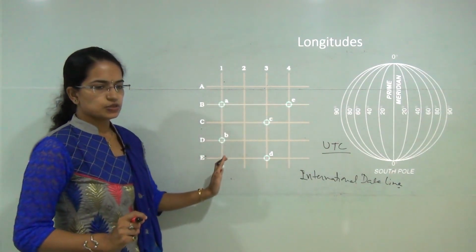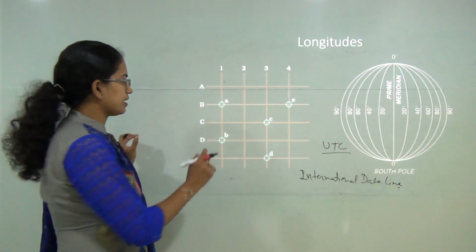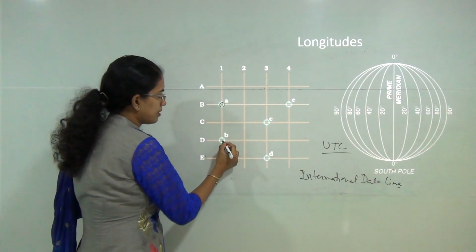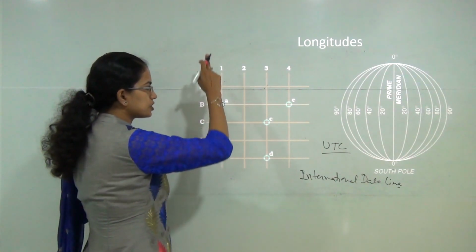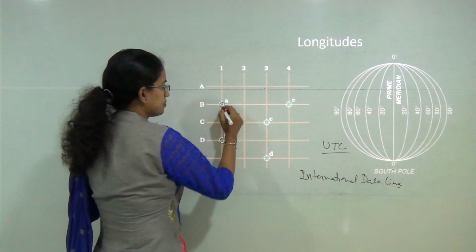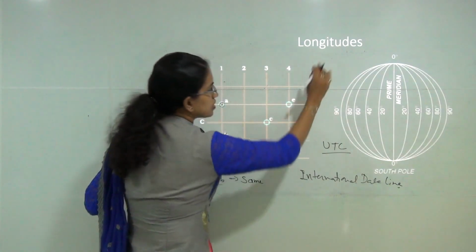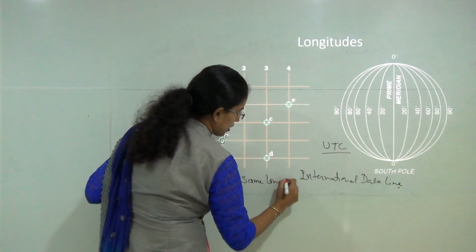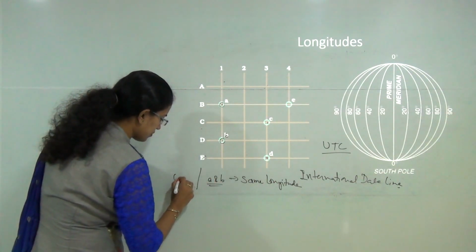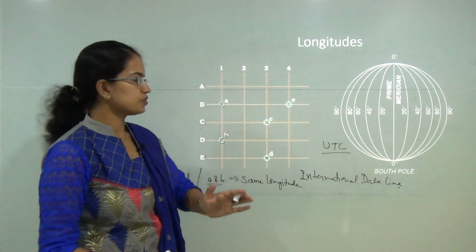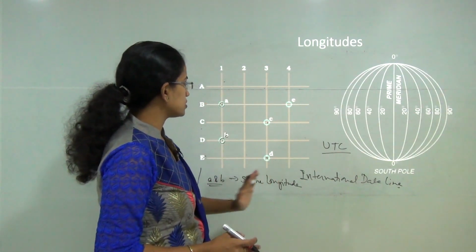Now I have some points which are given here. For a very simple explanation, I can say point A and point B are on the same vertical line. Since they are on the same vertical line, point A and B are on the same longitude, because longitudes run perpendicular. Again you would have C and D with the same longitude. So A and B would have a common longitude, C and D would have a common longitude.